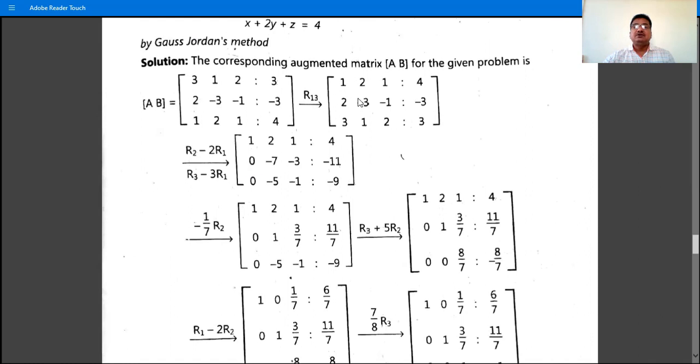We have 0 at this place, and these elements are also changed because minus 4 minus 3 becomes minus 7. Then minus 2 minus 1 becomes minus 3. Then minus 8 minus 3 becomes minus 11. Then multiply by minus 3. So minus 3 plus 3 is 0. Then minus 6 plus 1 is minus 5. Then minus 3 plus 2 is minus 1. And minus 12 plus 3 is minus 9.